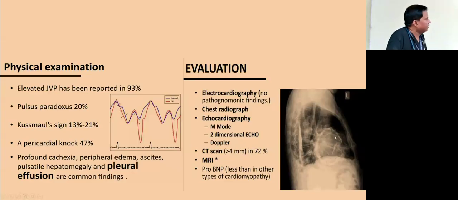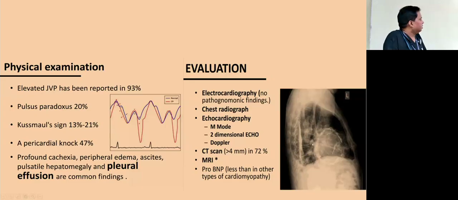So here you see in the chest X-ray, especially in the lateral view, you can see the pericardial calcification. In constrictive pericarditis, when you are doing an echo, there may not be calcification in 18% of the patients. If you do a CT scan, in around 20%, you may not find calcification. So if calcification is not there, it doesn't mean that it is not constrictive pericarditis. Calcification alone should not be the criteria.